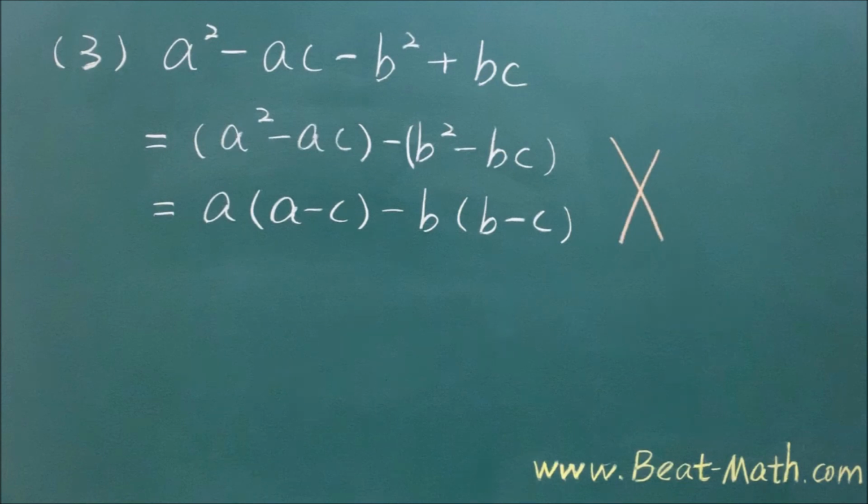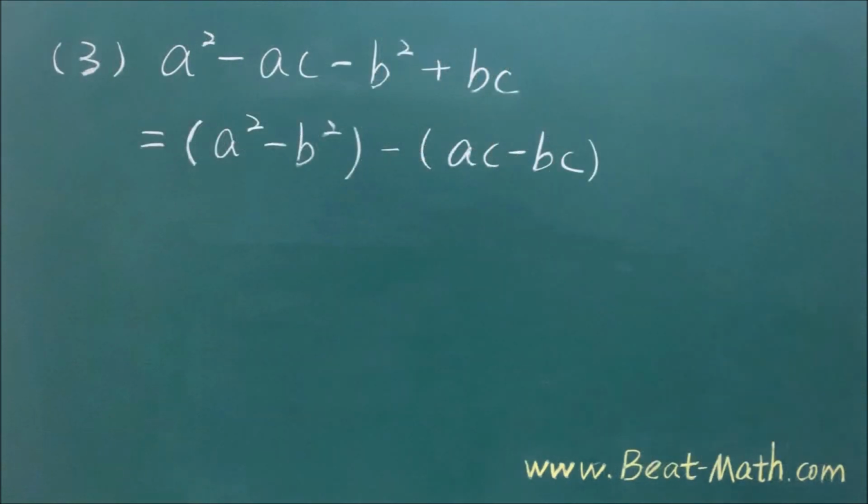But if we regroup them in a different way, like the first and the third items together and the second and the fourth items together, then what do we have? We have the quantity of a squared minus b squared minus the quantity of ac minus bc. Now it looks like something we can factor out more. For the first group, we apply the difference of square formula. For the second group, we factor c out.